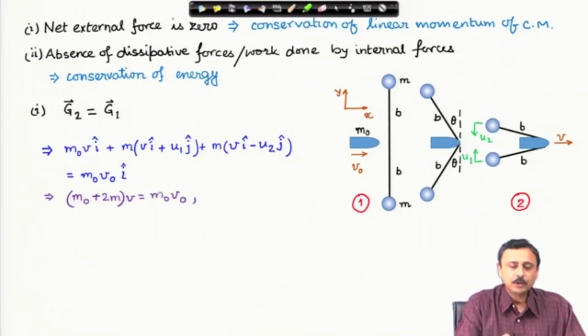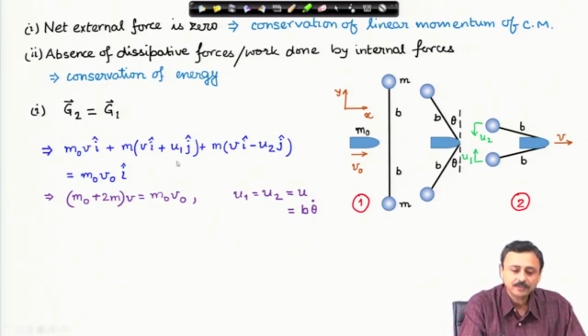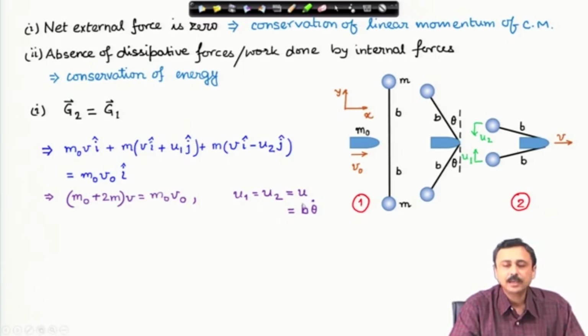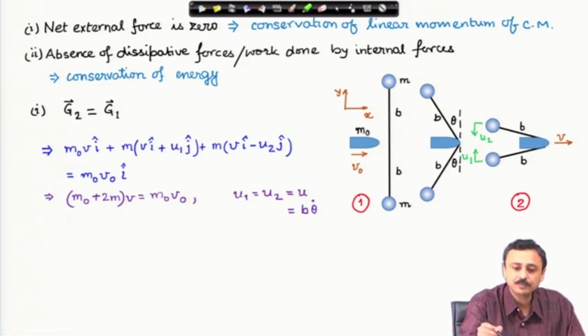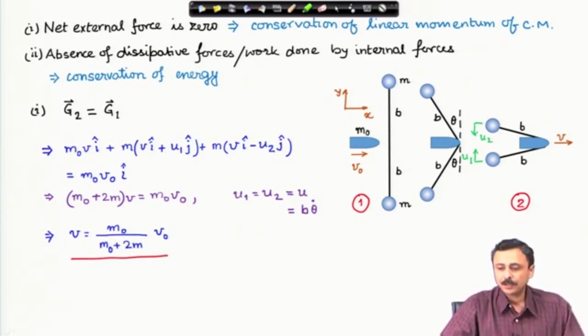When I simplify and look at the i component and j component of this vector equation, I observe from the i component this relation, and from the j component I have u1 must be equal to u2, and I call it a common velocity u, and this is a relative velocity, remember, and this must be equal to b times theta dot. b is half the length of the chord. This is in state 2. Therefore, here theta is equal to 90 degree, this must be remembered. In state 2, theta equal to 90 degree. Therefore, from here I obtain the final velocity of mass m naught as this expression, which is straightforward algebra.